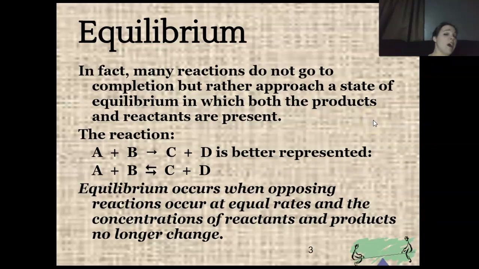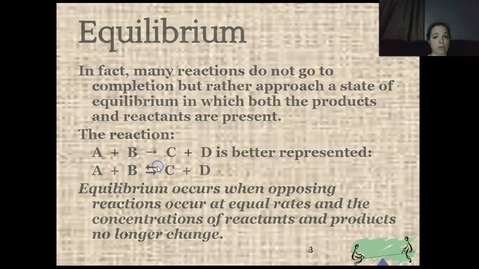Well, in fact, many reactions do not go to completion, but rather approach a state of equilibrium in which both the products and the reactants are present. So for instance, A plus B goes to C plus D is better represented as A plus B back and forth between C and D. So equilibrium occurs when you have opposing reactions occurring at equal rates, and the concentration of the reactants and products are no longer changed.